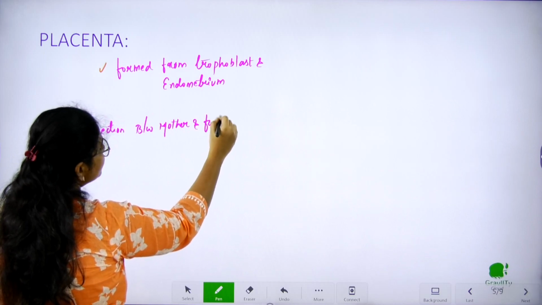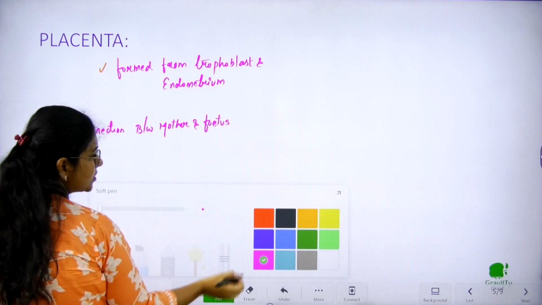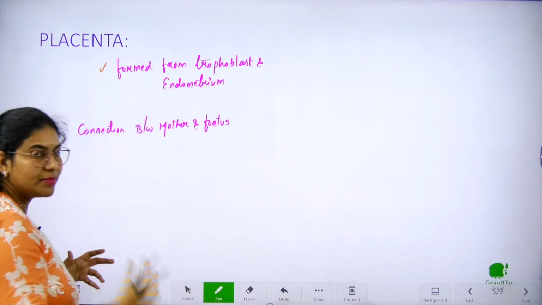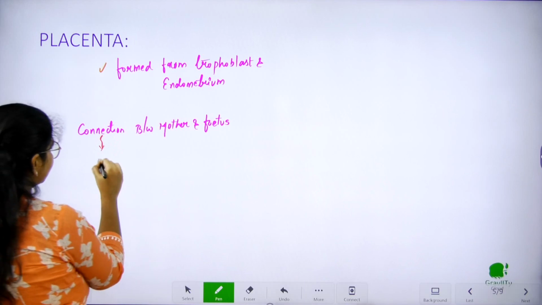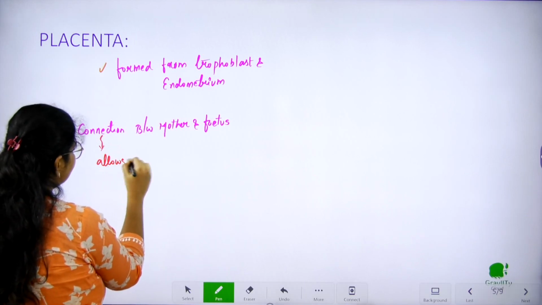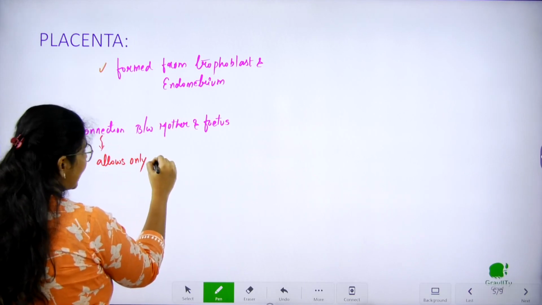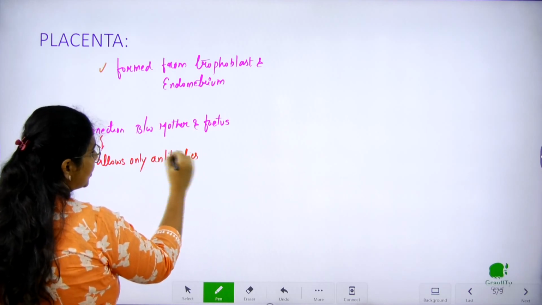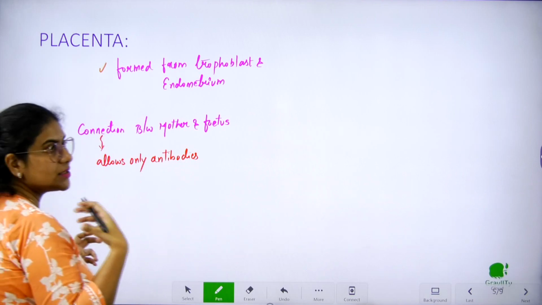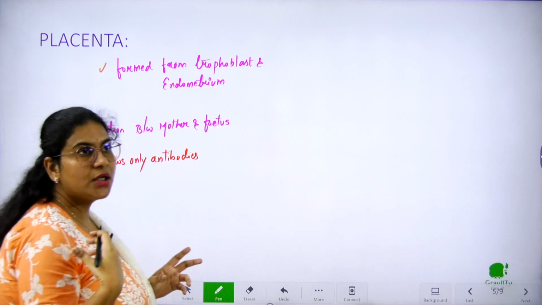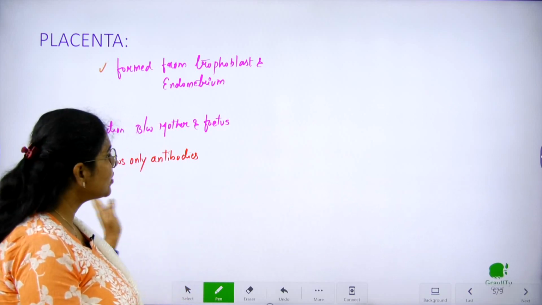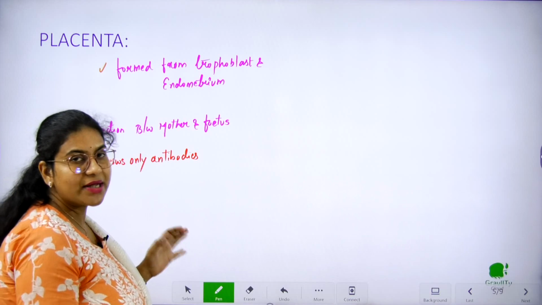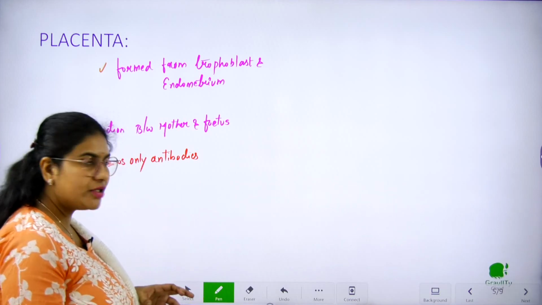What can pass through placenta? We have already come across this part so many times. Guys, can blood cells pass through placenta? Placenta is a barrier, so it allows only antibodies, not all antibodies, smaller size antibodies: antibodies against smallpox, diphtheria and measles. Now they can transfer from the mother's body to the fetal body through placenta. So that is giving some kind of immunity to the fetus.